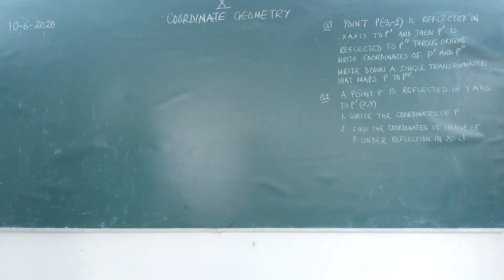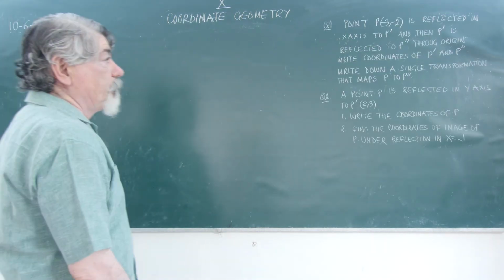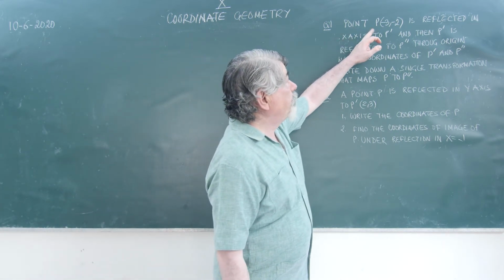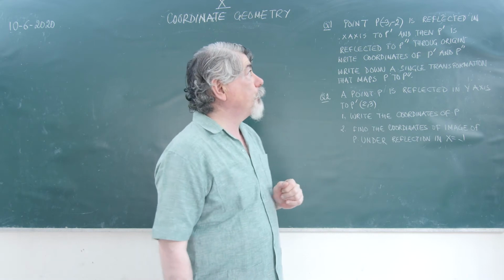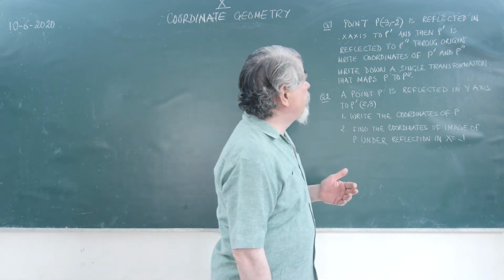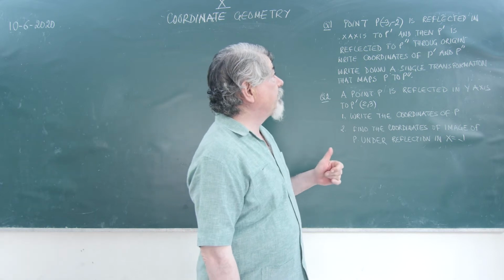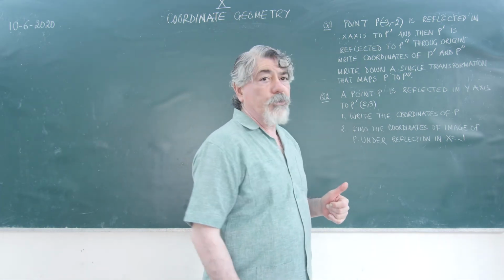Now let us pick up a few questions about reflection. Question number 1: there is a point P (minus 3, minus 2) which is reflected in the x-axis to P dash, and then P dash is reflected to P double dash through origin.